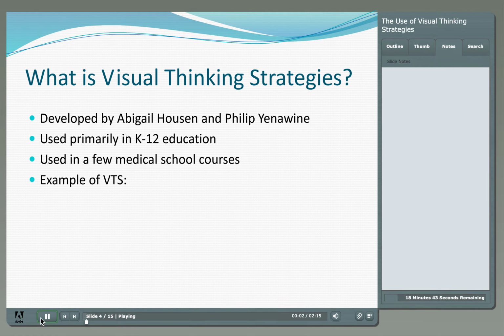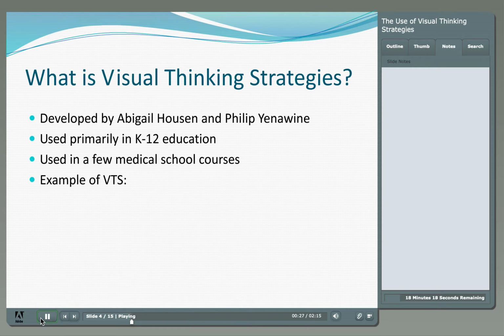Visual thinking strategies was developed by Abigail Housen, who was a cognitive psychologist, and Philip Yenawine, who's an art educator. The technique was developed for kindergarten through 12th graders, and it was a way for them to study aesthetic meaning and development in these students. Group discussions centered around a work of art to help students put into words what they were seeing and use visual evidence to back up their beliefs.